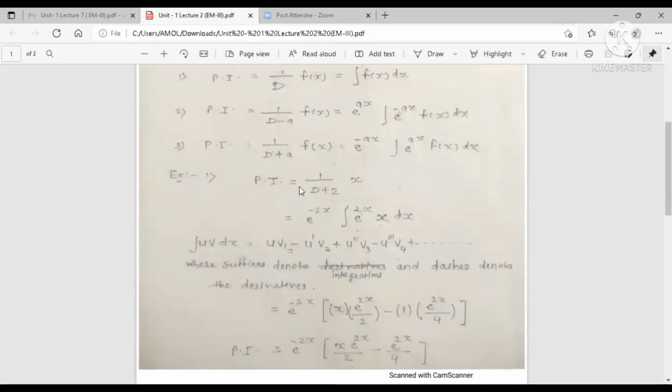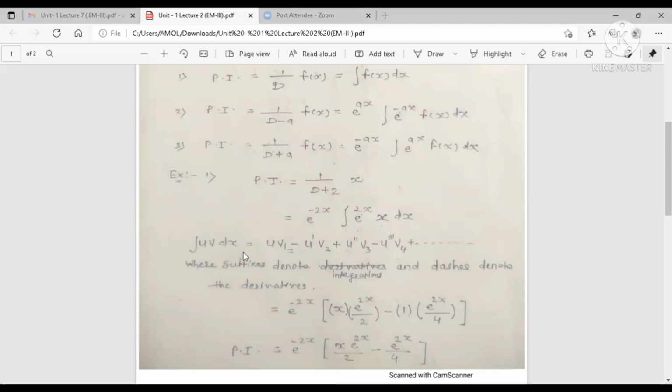Now, the example. Find the PI for 1 upon D plus 2 into x. Here the function is x, a linear function, and the factor is D plus 2, meaning D is equal to minus 2. So use the third formula here, and the formula is e to the power minus 2x into integration of e to the power 2x into x dx. Now, how to solve this integration of e to the power 2x into x?